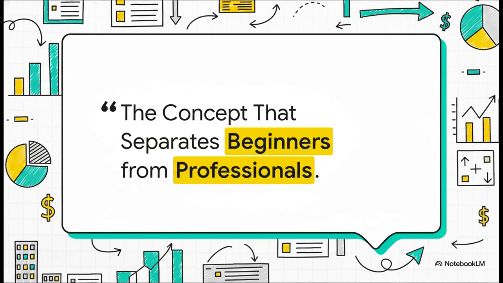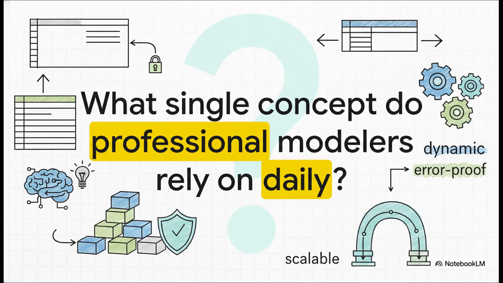And look, that's not just hype. We're talking about the one thing that truly draws a line in the sand between the amateurs and the pros. It's a secret that the top analysts, the CFOs, the people building multi-million-dollar models, they use this every single day. So what is it? What's this incredibly powerful idea? What's the one thing you absolutely have to master to make your models dynamic, scalable, and pretty much bulletproof?